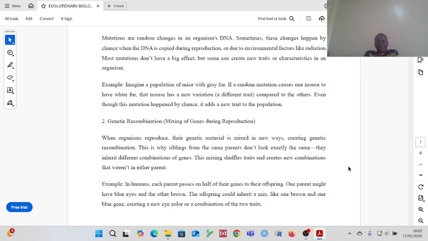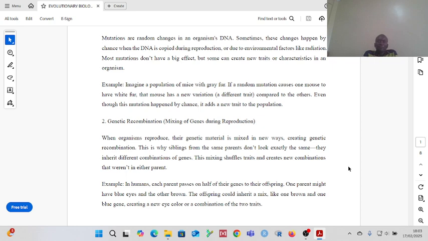So in humans, each parent passes half of their genes to their offspring. For example, one parent might have blue eyes, and the other parent could possibly have brown eyes. Or maybe think of skin color. One is black, maybe the other is white. Okay? So then, the offspring from these two parents will inherit a mix. So it will be something like a combination of those two.